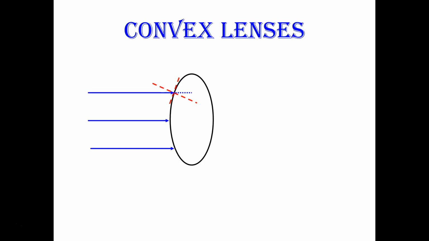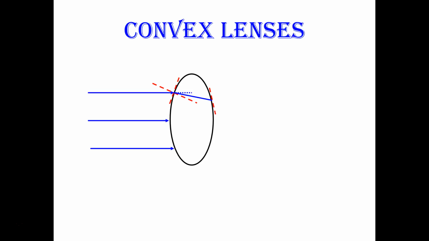Imagine the incident ray traveling into the glass unbent, unrefracted. But you know that's not going to be the case. So the new ray will bend, because it's moving from a fast medium like air into a slow medium like glass. This ray is going to bend toward the normal, like that.